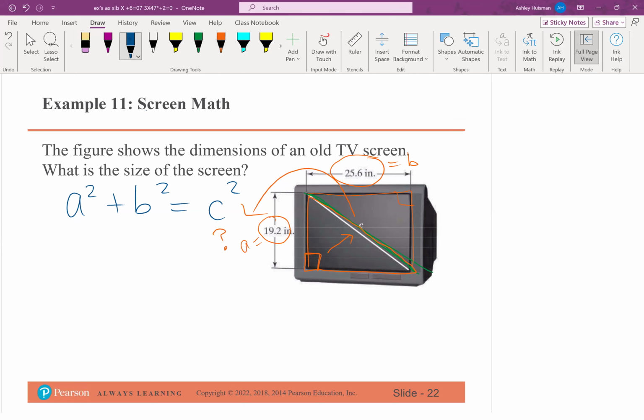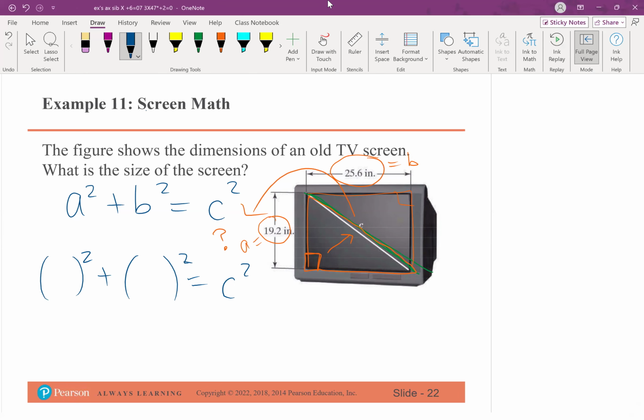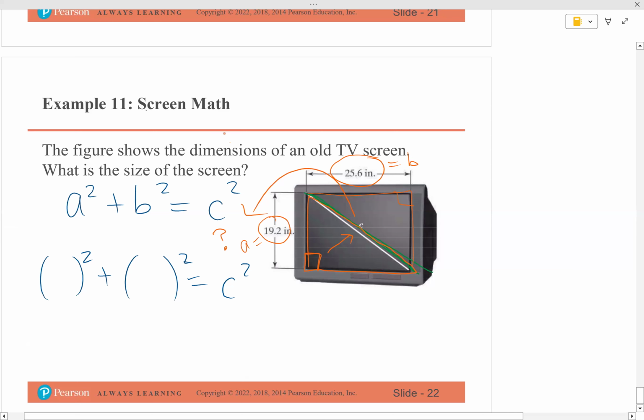It's going to be something squared plus something squared is equal to C squared. Because I don't know C, I can't replace it. A in this problem is 19.2. But if you had called the horizontal length 25.6 A, it'll end up being the same. I said B was 25.6, but if you said that was the 19 point whatever, that's fine. I need to raise each of those to the second power.